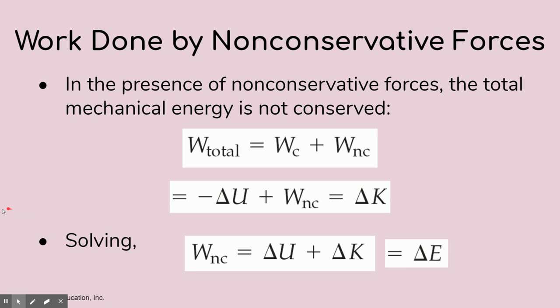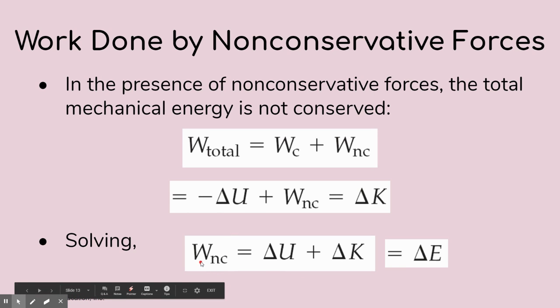When the work is done by non-conservative forces, on the other hand, our mechanical energy is not conserved. So we see that our total work with non-conservative forces is going to be the sum of the work done by the conservative forces plus that done by the non-conservative forces. We plug in what we know, because the conserved work is just the potential and the kinetic energies combined. It's the sum of those.